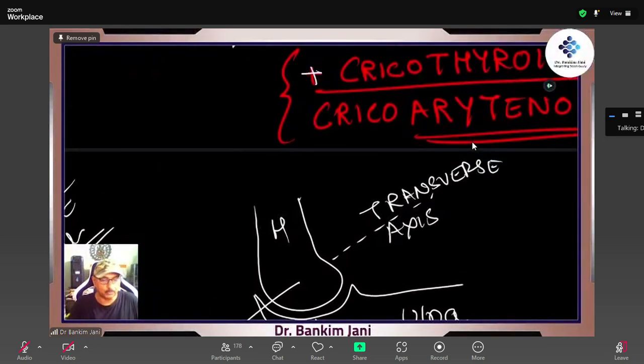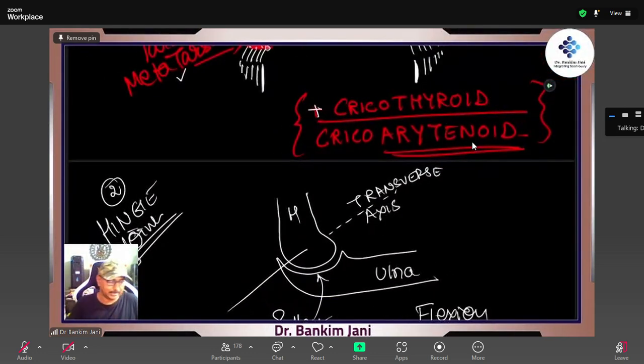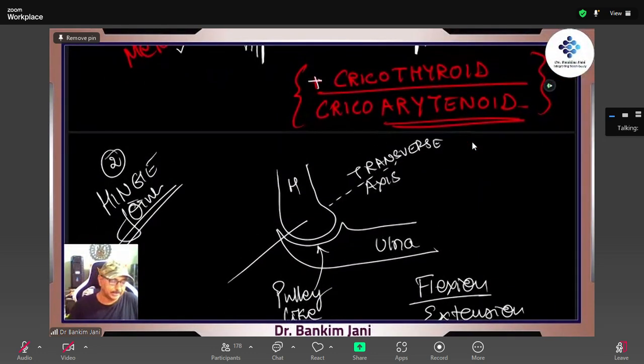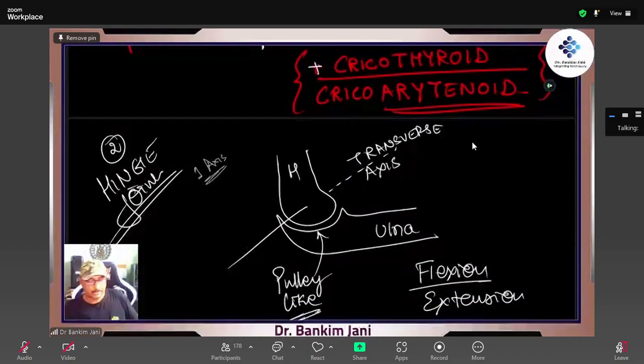So that is one. On to the second type, which is called the hinge joint. In a hinge joint there is only one axis; on one axis, the things are happening. So here it is our humerus, and that one is the ulna. Here there is a pulley-like thing.